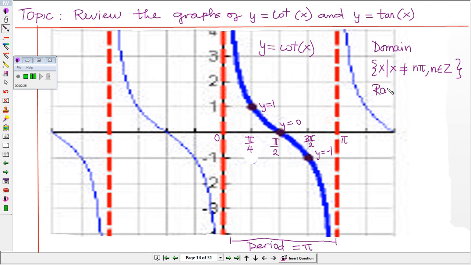Now let's move on to the range. You can see right here that the graph of cotangent just stays between two adjacent vertical asymptotes. So therefore the range will be the set of all the y values such that negative infinity is less than y, y is less than positive infinity. Or you can say all real numbers on the y-axis. The y-intercept: there's no y-intercept.